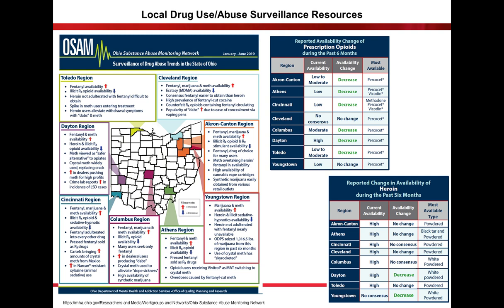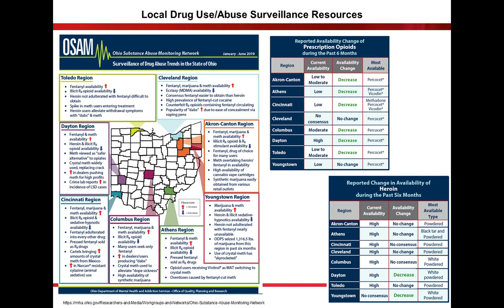You may want to also look to see what type of local drug use and abuse surveillance resources are available. So we have something in Ohio called the Ohio Substance Abuse Monitoring Network. This network publishes these pamphlets or reports about twice a year. I find it particularly helpful because it not only breaks it down for just the state of Ohio, but by region. So I'm in the Cleveland region.